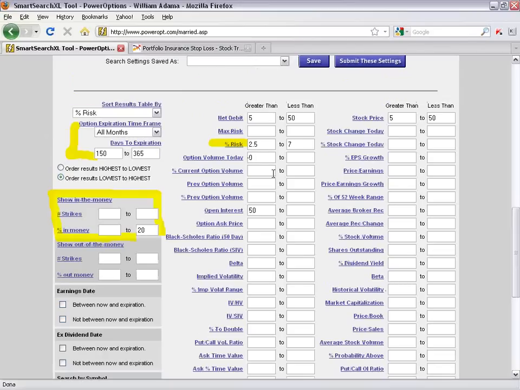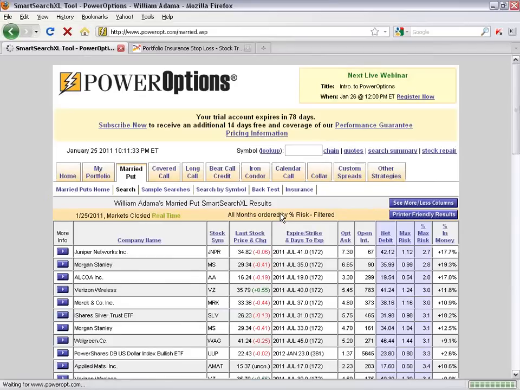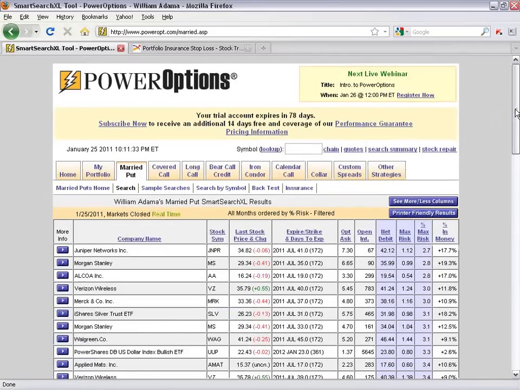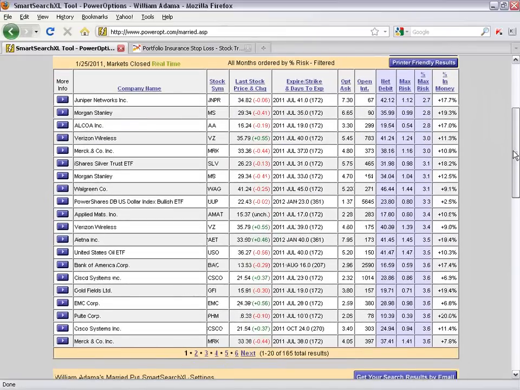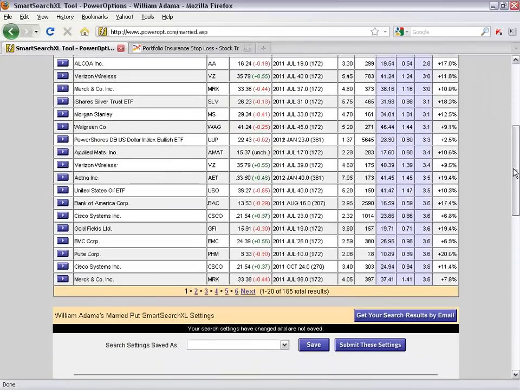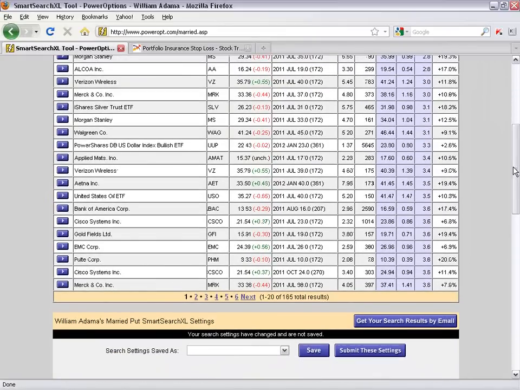Now, before I go any further, I'm going to go ahead and click Submit these settings. The reason why I'm doing that is I've entered in my basics for liquidity, and I've entered in my basics for the 3 core principles. What you typically don't want to do when creating a search is put in 15 to 20 criteria at once, then suddenly hit Submit these settings.